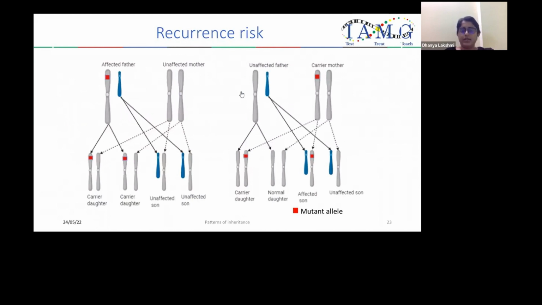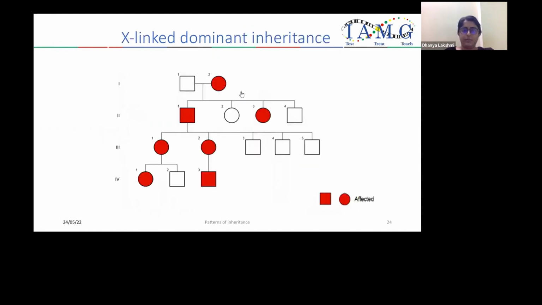In the case of an X-linked recessive disease, if there is an affected male and an unaffected female, then all their daughters will be carriers, and none of the sons will be affected. In case an unaffected male has an offspring with a carrier female, then 50% of their sons will be affected and 50% of their daughters will be carriers. Some of the common examples for X-linked recessive disorders include Duchenne muscular dystrophy, hemophilia A and B.